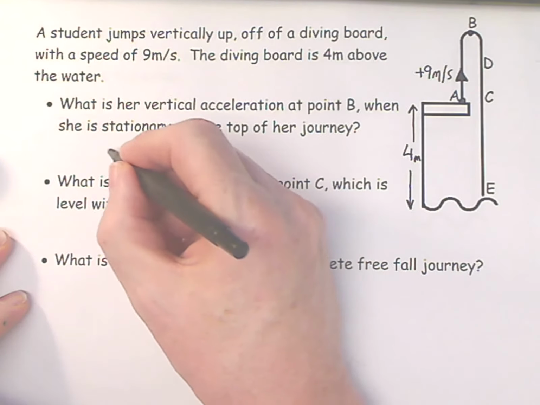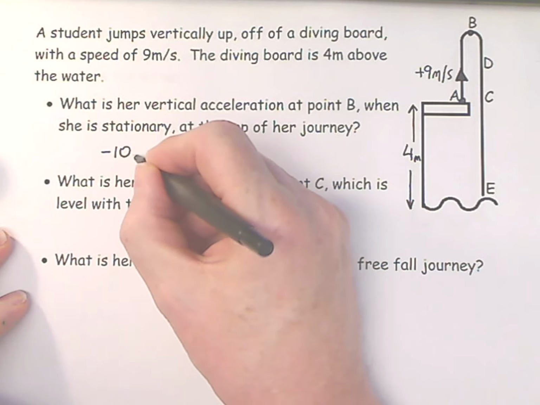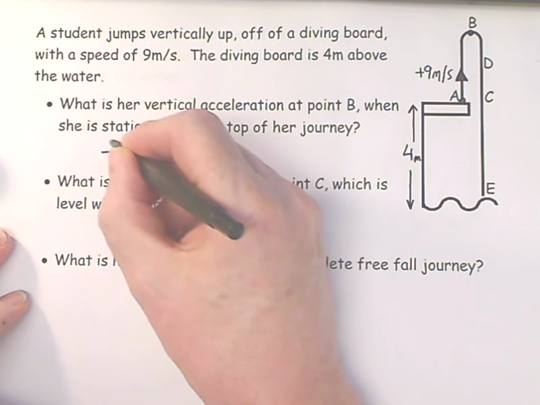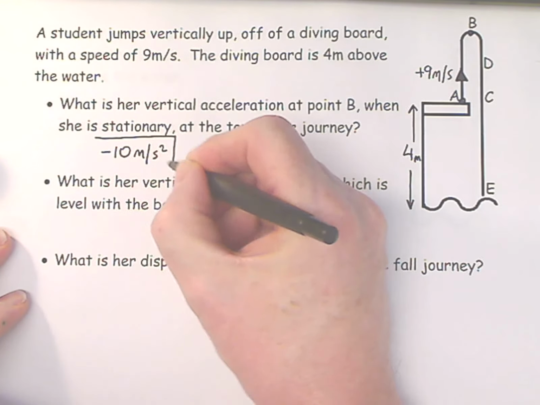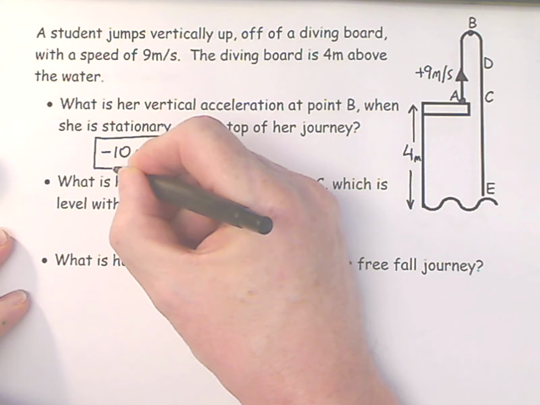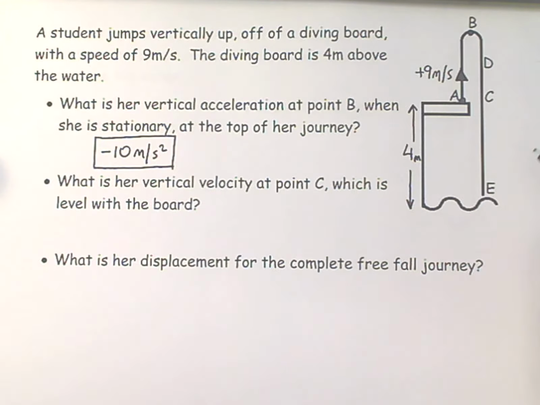And the answer to this is minus 10 meters per second squared. It's always minus 10 for the free fall. Free fall is when only gravity acts on her. So free fall is all the way up and at the top and all the way back down again. The acceleration is minus 10 meters per second squared, pointing downwards, caused by gravity. Gravity is constant, therefore it's the same for any point.